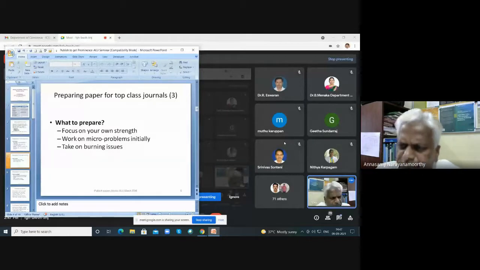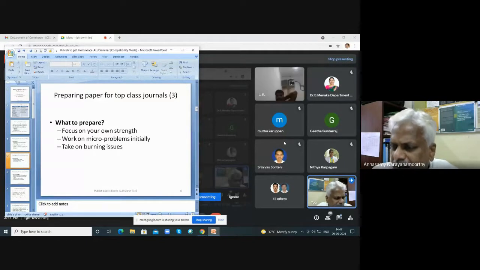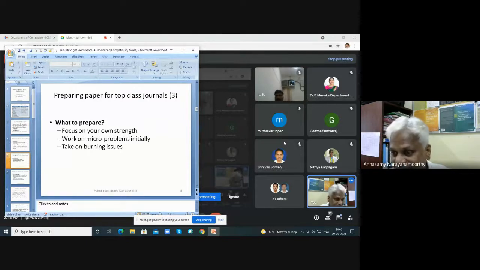Work on micro problems initially. Take small studies, micro level studies. Write it. And take burning issues. Which means, for instance, what is the burning issue today? The burning issue today is health, COVID, right? But there are areas which are always burning, which is water, environment, inflation, unemployment, poverty. These are all burning issues, which means always there is a crisis. There are some issues on this topic. And therefore, you will get a bit of attraction when you work on that, right? When you take burning issues, that will turn your life also, right?